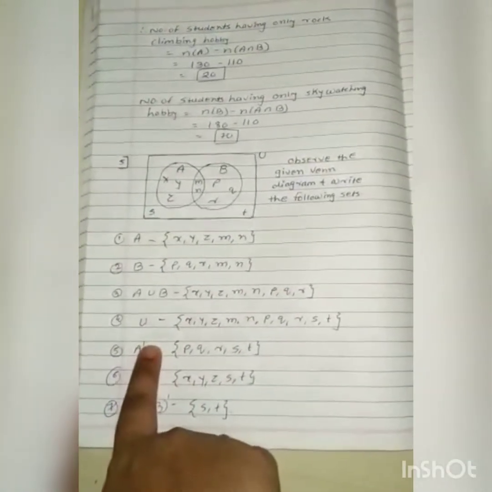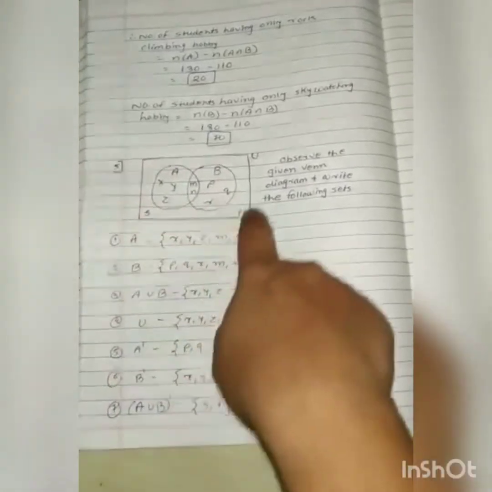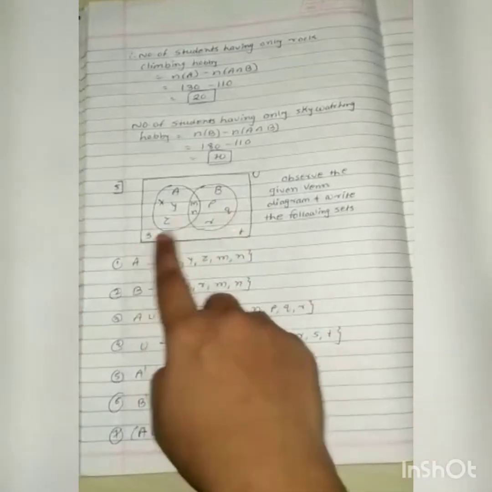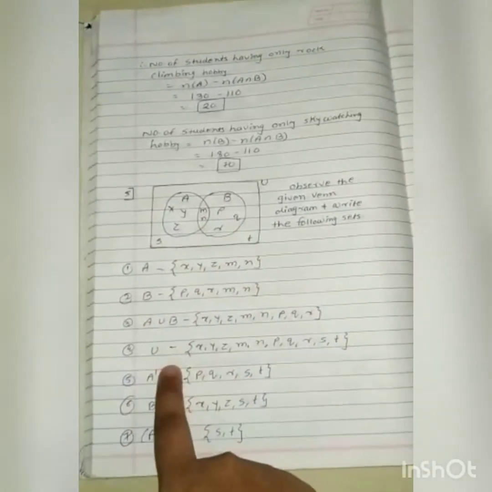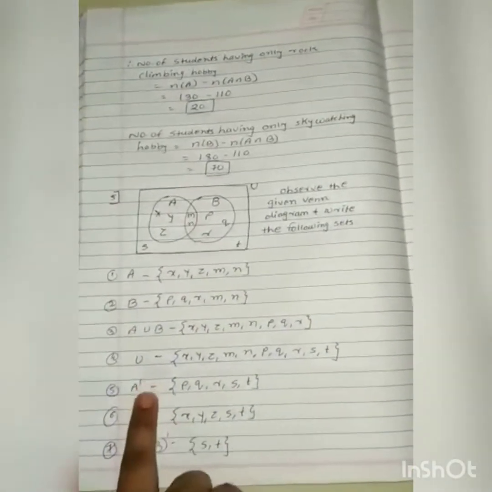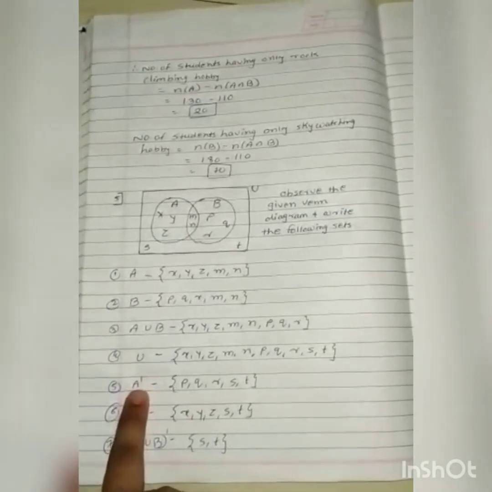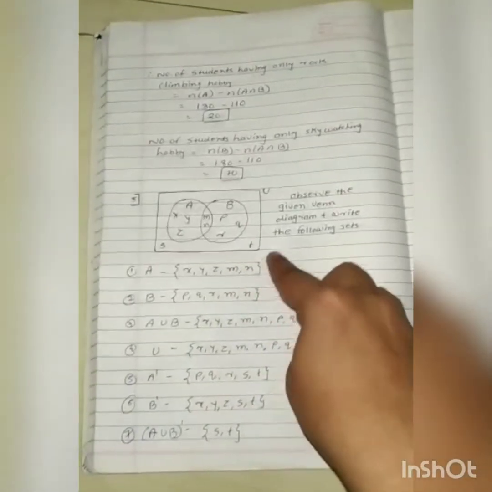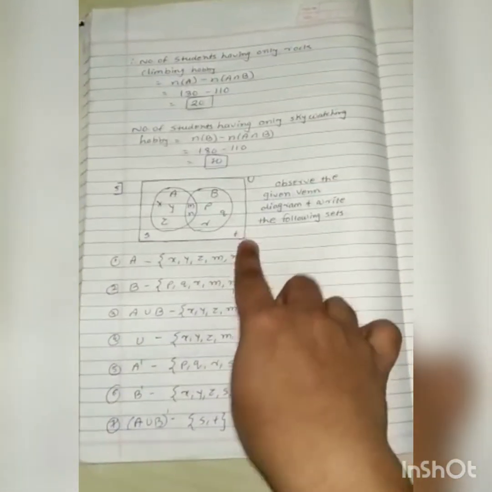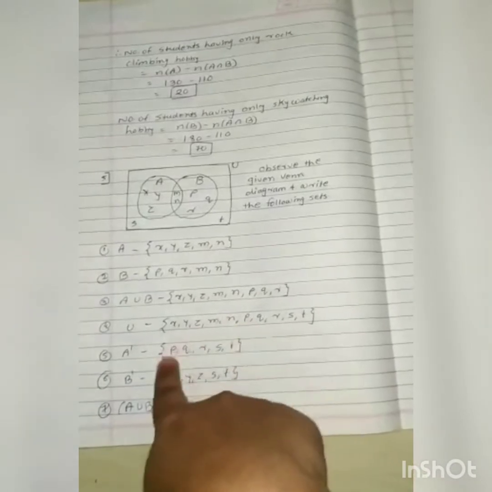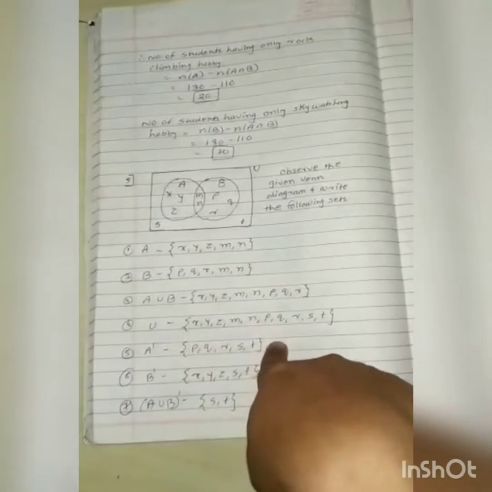Understood? See what is U set. U set means all, everything. So X, Y, Z, M, N, P, Q, R, S, T. Everything is under U set. Now A complement, A dash. What is A complement? The elements which are not in A but they are in U. So X, Y, Z, M, N are in A. So which are the other elements for A dash? That is P, Q, R, S, T.